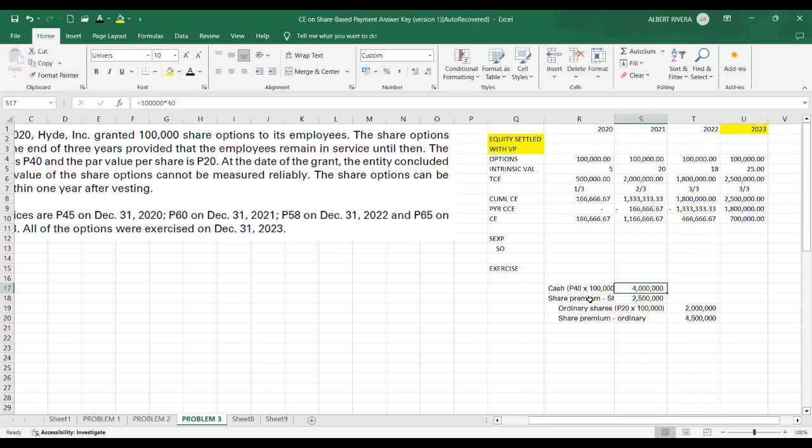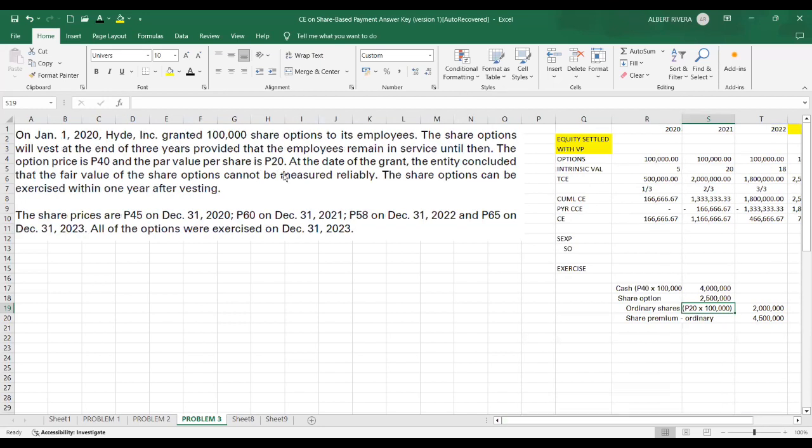Then the share options, this is share premium share options because the share option is included as part of your share premium. Yan, share option of 2.5 million pesos. Ito yon. Okay, so that is 2.5 million pesos. That is what? That is 100,000 times the intrinsic value of 25. Okay? Then the ordinary share should always be at par.